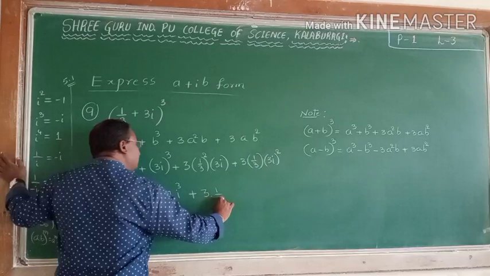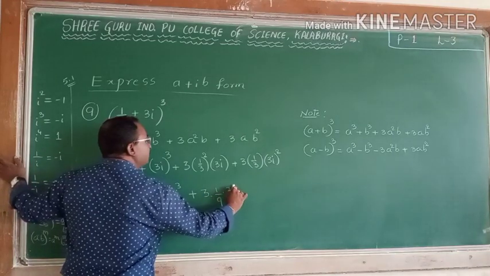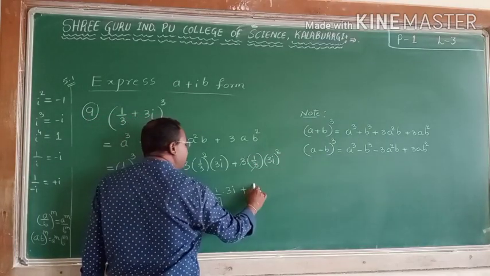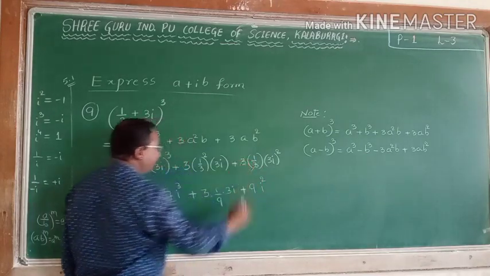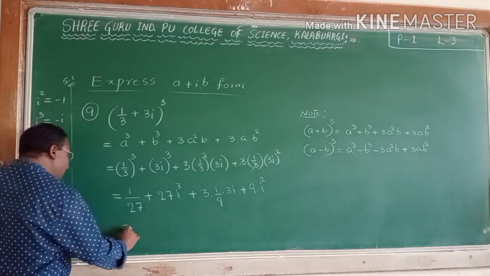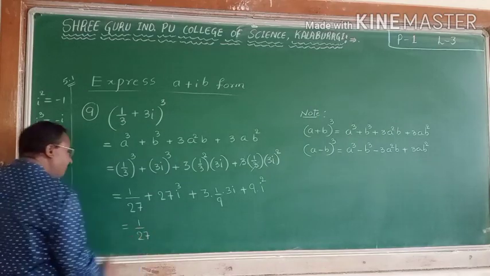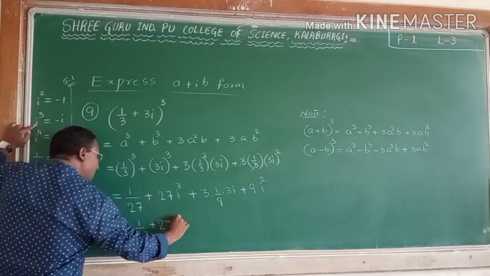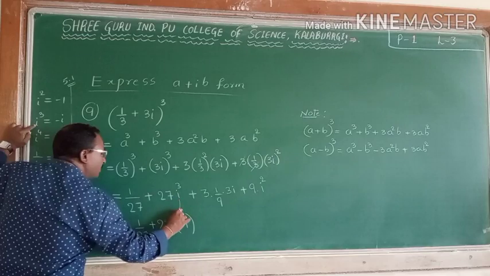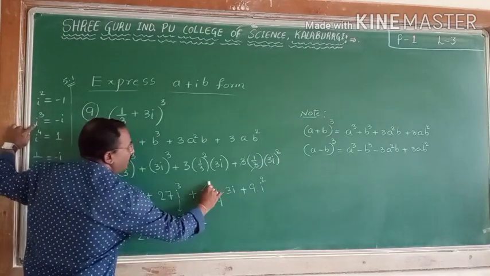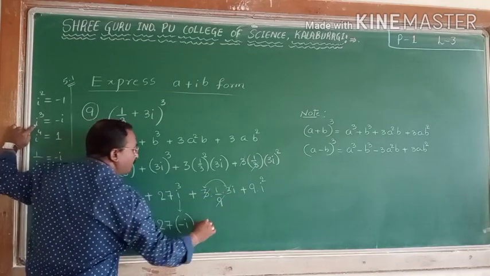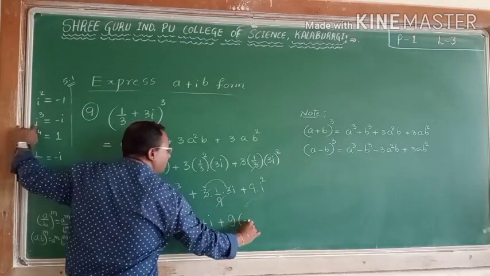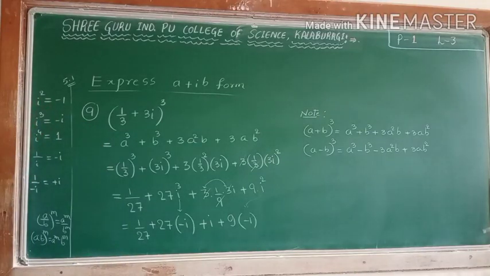(1 by 3) whole square is what? 1 by 3 square is 9, into 3i as it is, plus here 3 gets cancelled, 3 square is 9 into i square, is equal to 1 by 27. i cube value is minus i, 27 as it is, plus 3 into 3 is 9, remaining i as it is, plus 9 as it is. i square value is minus 1.